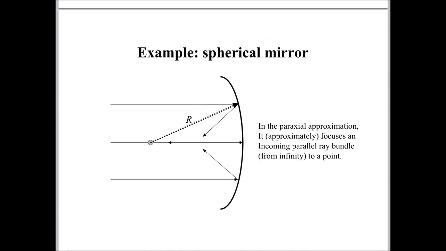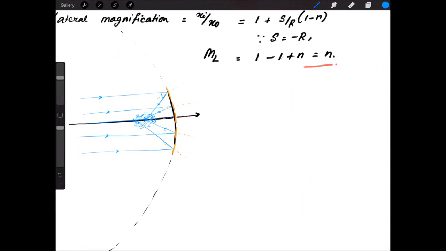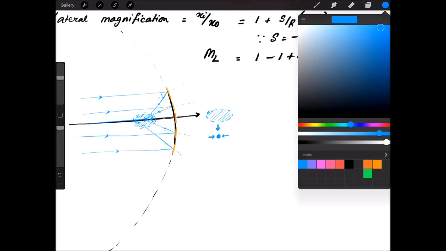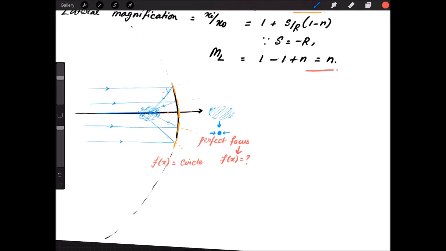So the question is, could we improve this scenario and go from this blob of light to a perfect focus point where all the beams come in and are focused sharply to a point? So this is the case of, say, the perfect focus. Can we achieve that? Or rather, I put the question in this manner: for the circular mirror, the function that describes the mirror surface is the circle. What function would give you a perfect focus? So why don't we think about this for just a while?